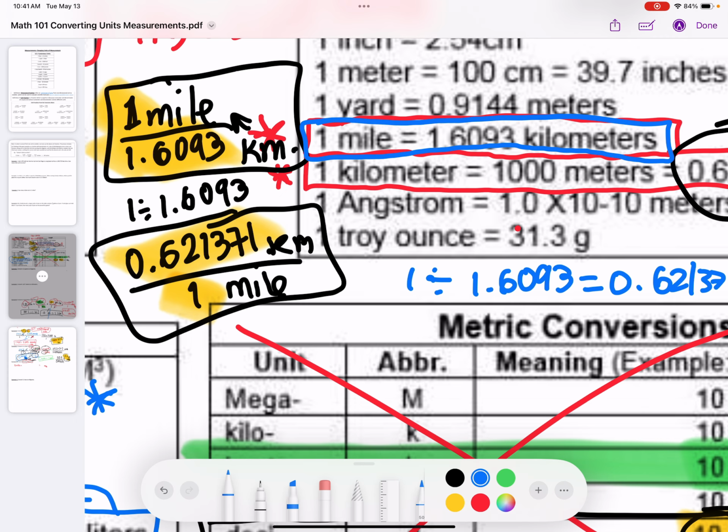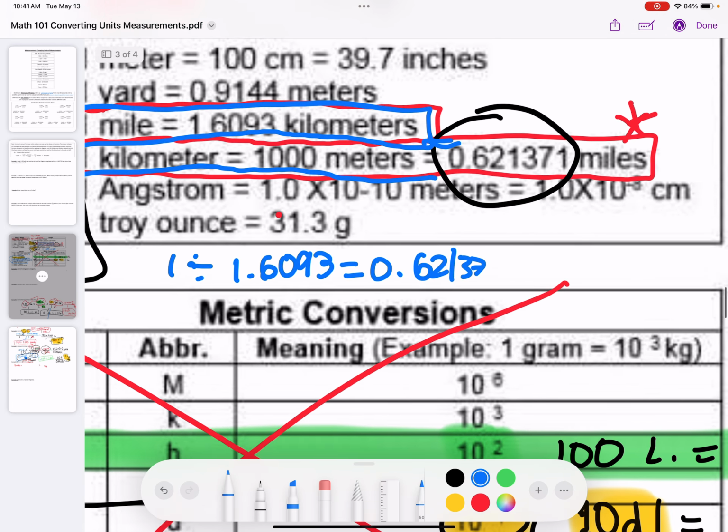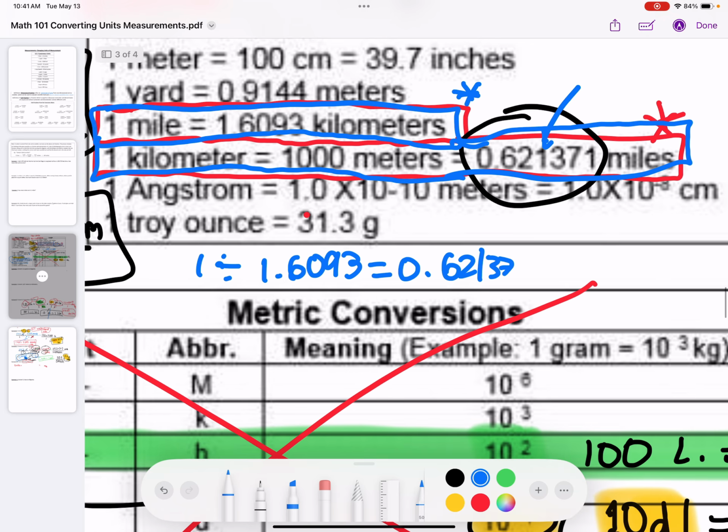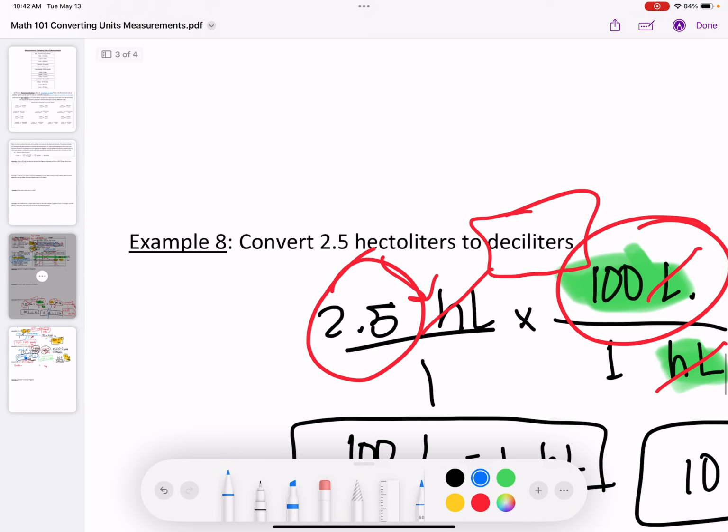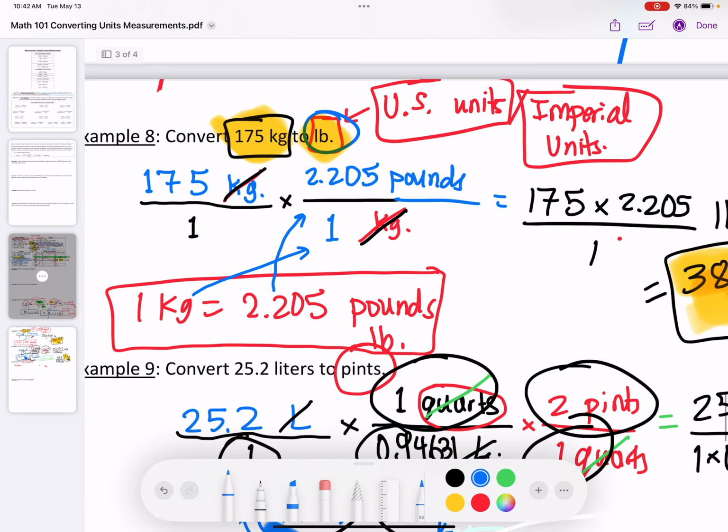Either one would work. There might be one that's more convenient, or the math will be easier, but either one will work. I kind of like the top one. I don't know why. 1.6093 seems a nicer number. So I'm going to write 1 mile is 1.6093 kilometers. Oh, let's see if I can make it back to where we were. So much.